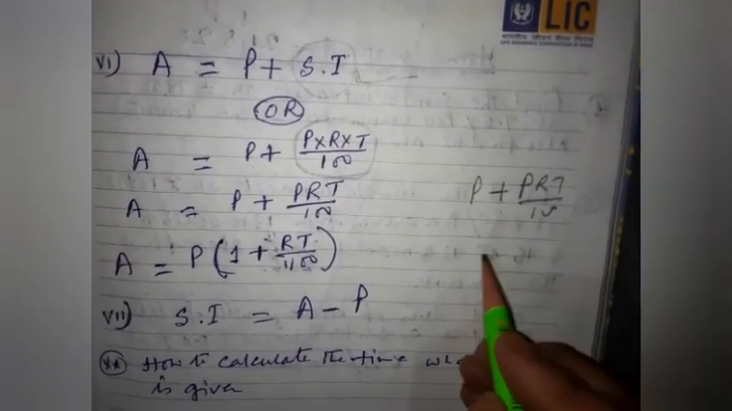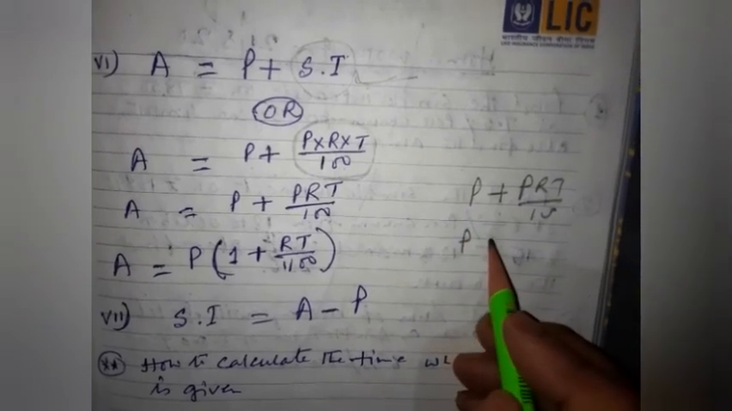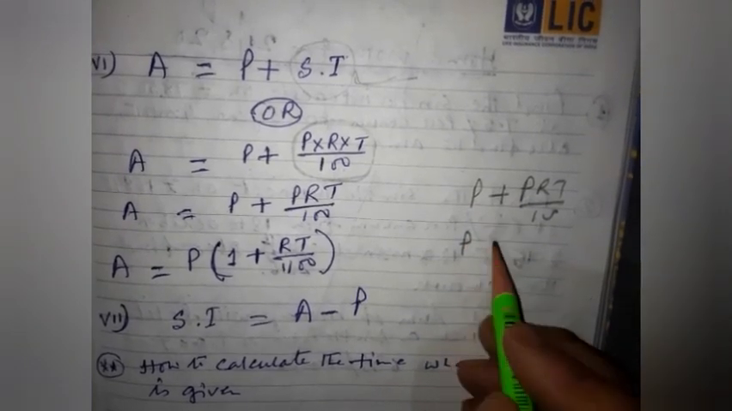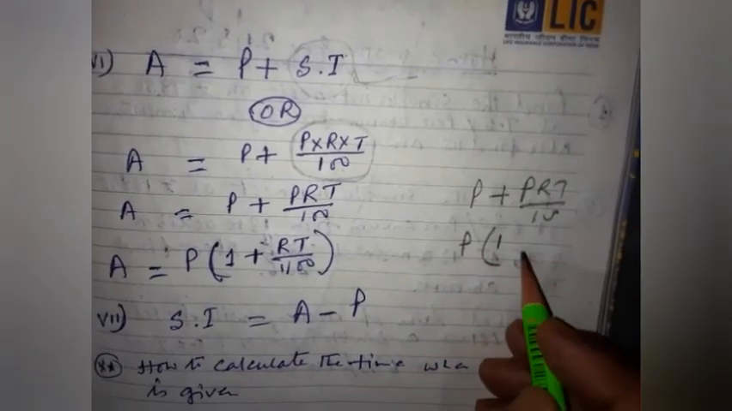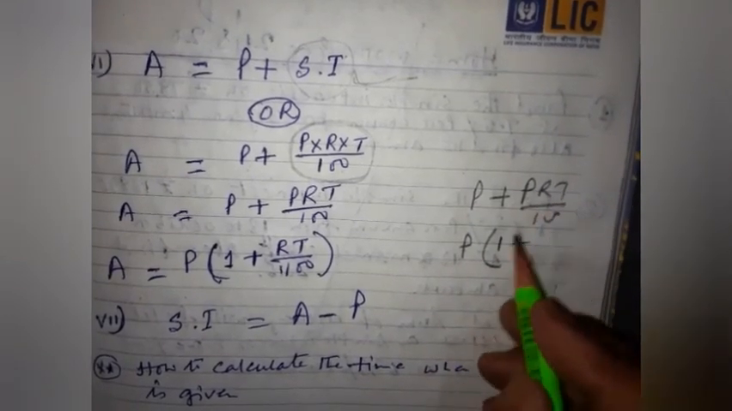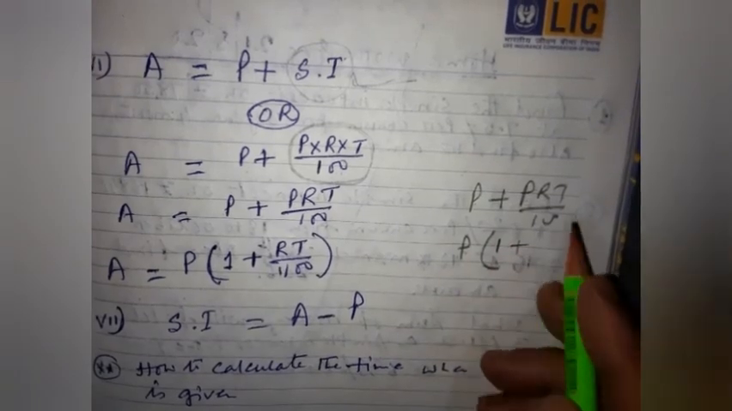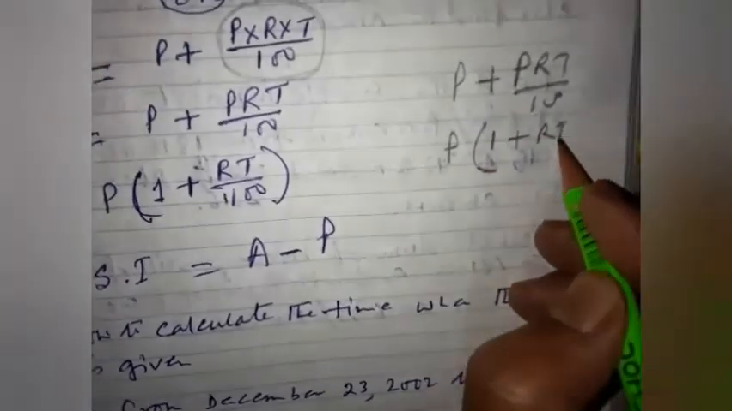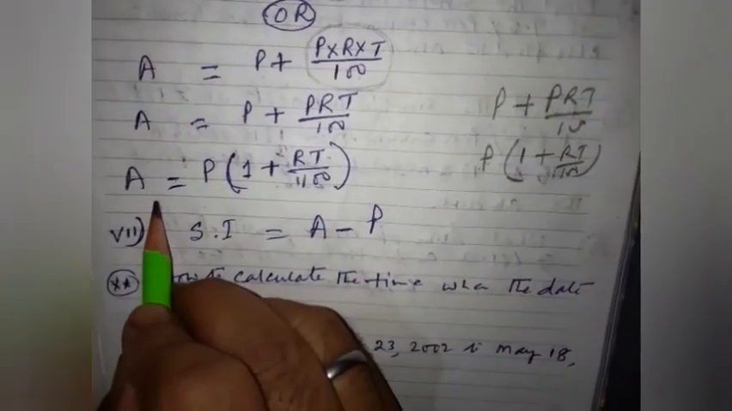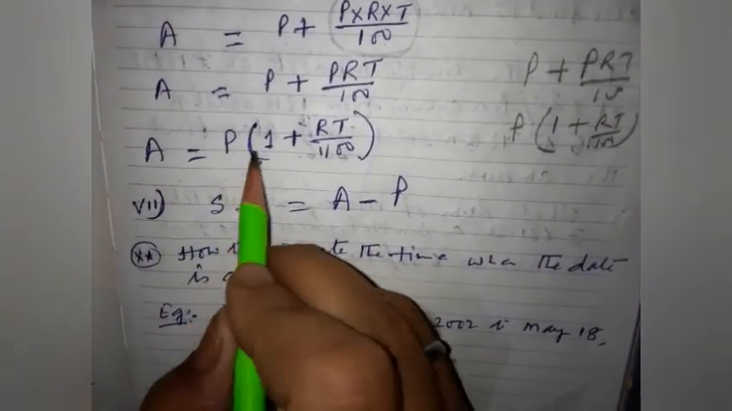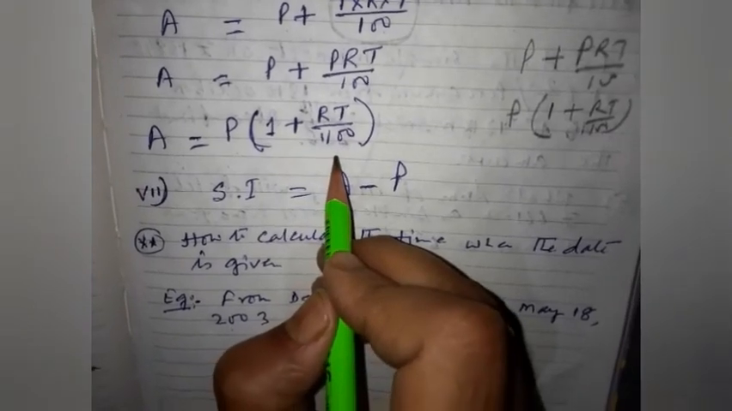Out of these two, the upper one, you can take P common. The term which is common, with that you divide it. So P divided by P, what will come? 1. Now PRT divided by P, P gets cancelled, what is left over? RT, and below already 100 is there. So the amount can be found out the other way also: P into 1 plus RT by 100.